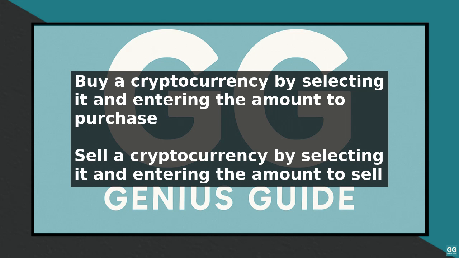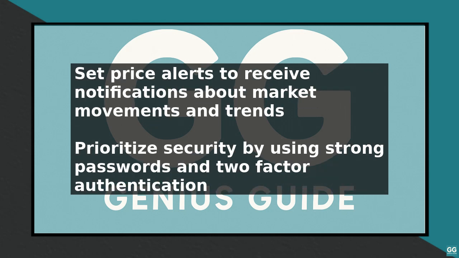Another important aspect of Revolut crypto trading is security. Revolut takes the security of your account and transactions very seriously, with features such as two-factor authentication and encryption to protect your funds. In terms of best practices, it is essential to do your research before making any trades, and to never invest more than you can afford to lose. It is also important to keep your account and transactions secure by using strong passwords and enabling two-factor authentication.